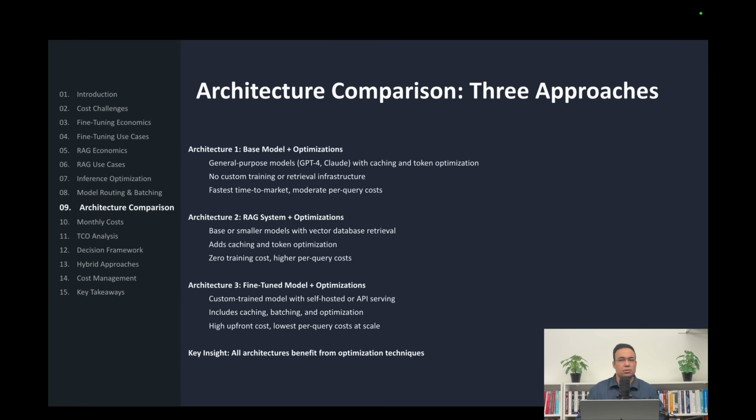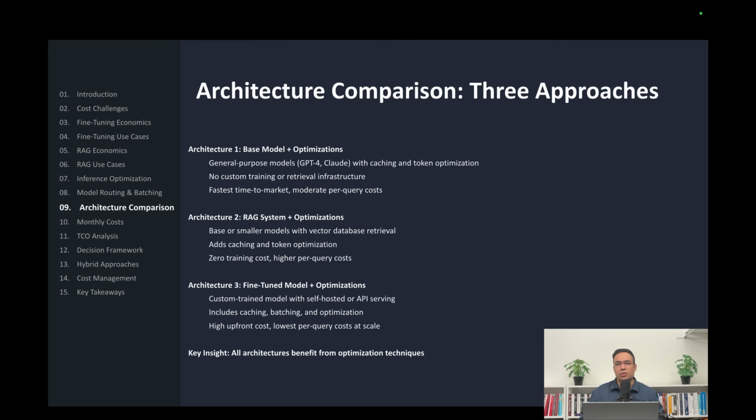So you're not paying $25,000 upfront, but you have higher per query cost due to retrieval overhead, which is embedding generation, vector search, and larger context windows. This works well when your knowledge base changes frequently or when you need explainability and citations as part of the system. Now, architecture 3 is a fine-tuned model plus optimizations. This is a custom trained model with self-hosted serving plus caching, batching, and all optimization techniques. There's a high upfront cost that is a barrier to entry, roughly $5,000 to $50,000 in training investment. But you do get a lower per query cost at scale because your model is optimized for a specific task, and that's why it can be smaller and more efficient.